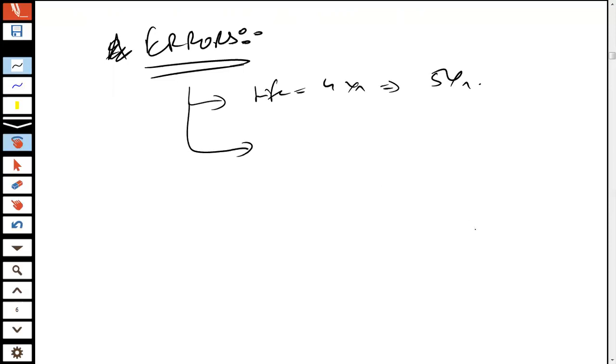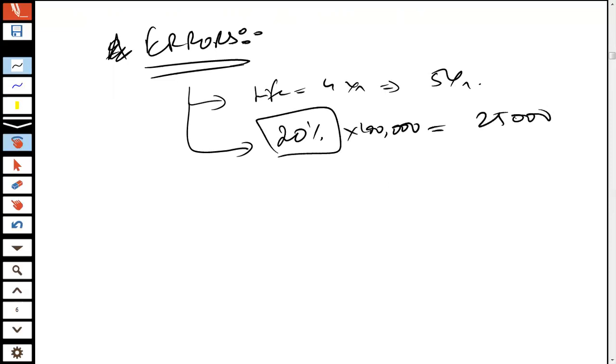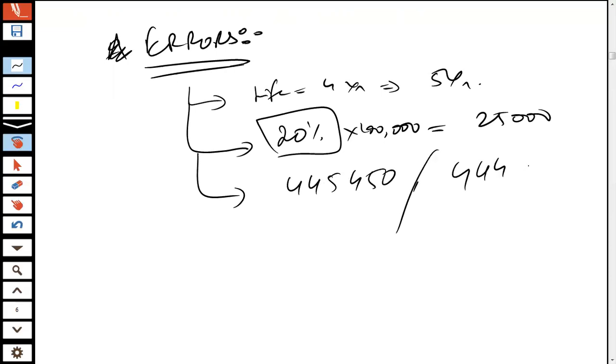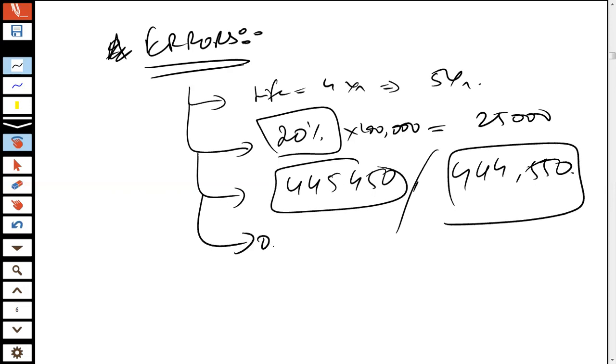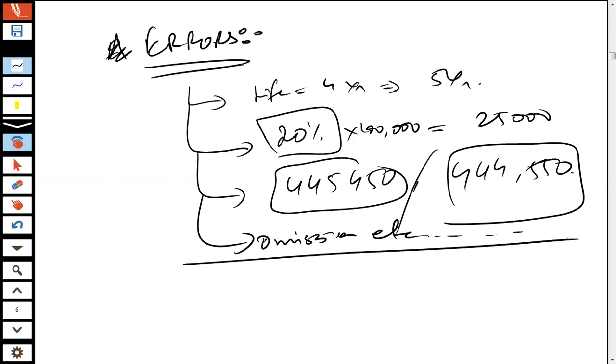The error could be that you calculated 20% depreciation of 100,000, but you wrongly calculated it as 25,000. The error could be that you had to report a transaction for 45,450 and you recorded it as 44,550, which could be a transposition error. There could be an error with respect to the omission of a transaction, etc. There could be multiple types of errors that would possibly arise.